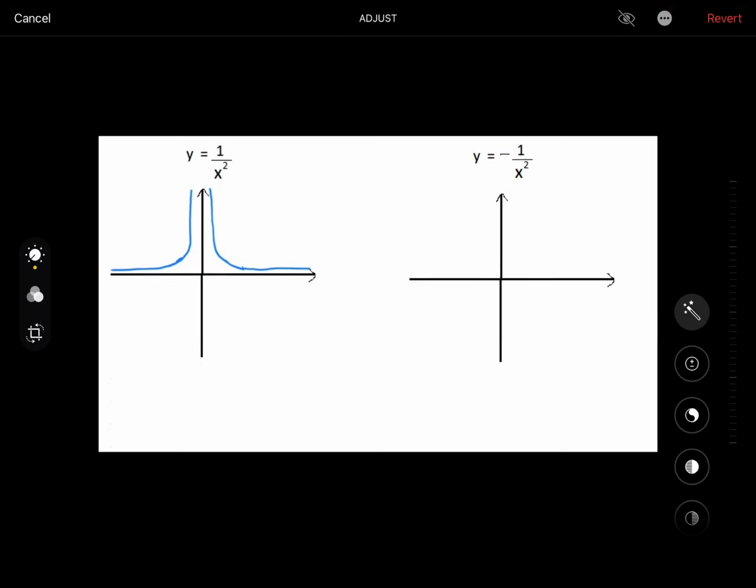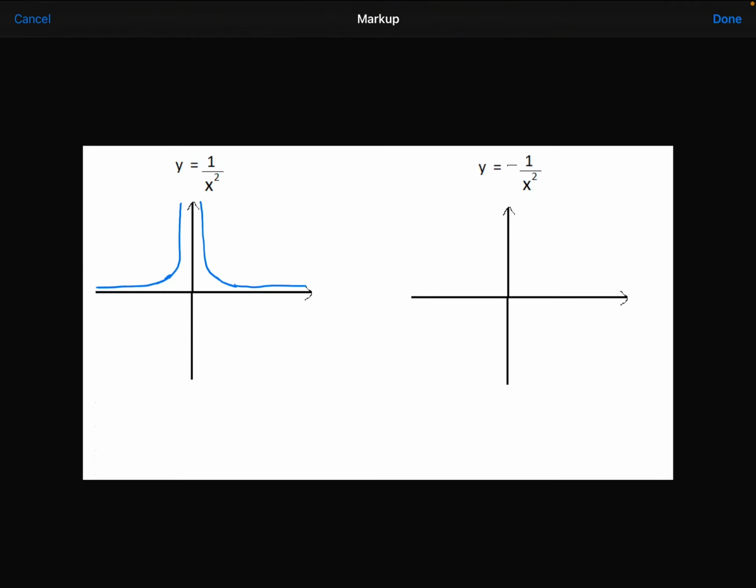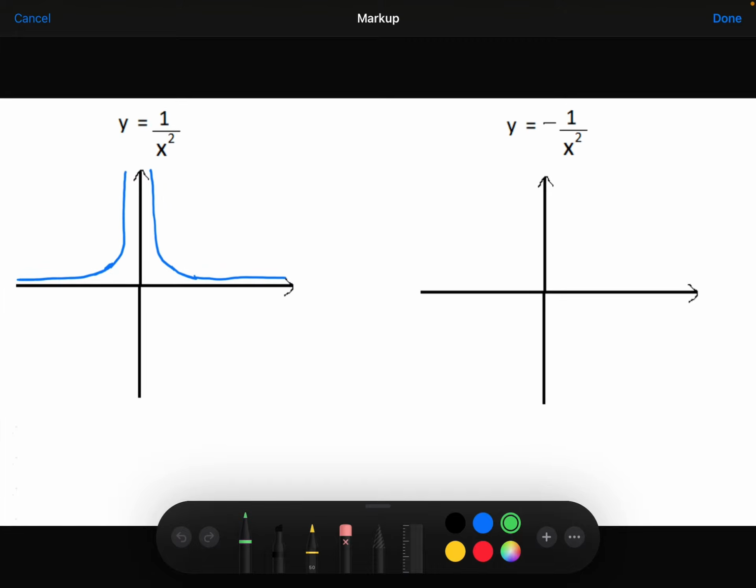If it was 1 over x squared, well, it's still going to have the asymptotes. I'm still going to have an asymptote at x equals 0, because I'm still not allowed to do 1 divided by 0 squared. And it's still going to have a horizontal asymptote at y equals 0, because again, there is no number that I can divide 1 by and get 0. And it's going to have the same sort of shape.